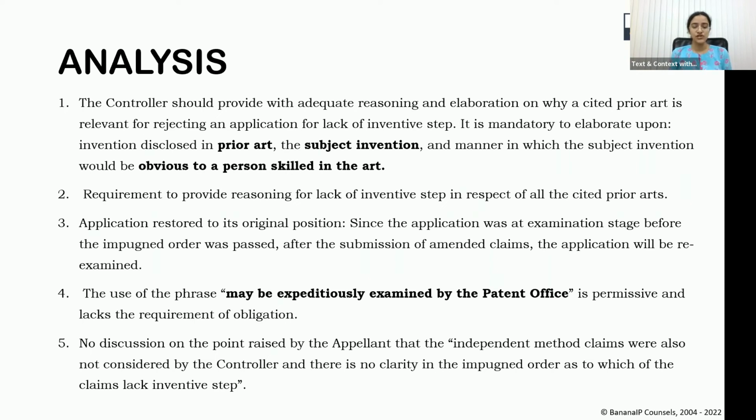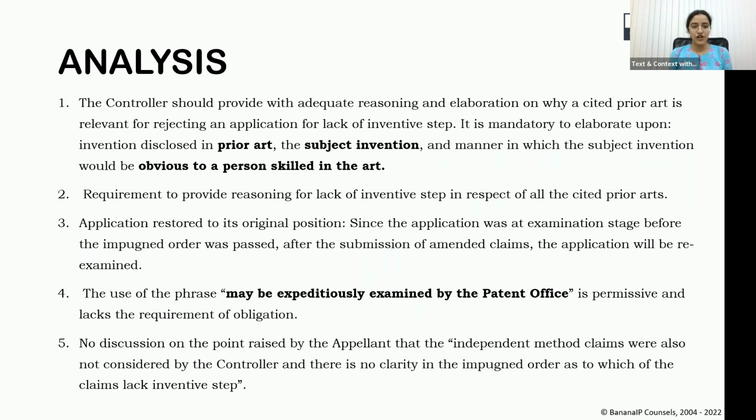Application restored to its original position, which means that since the application was at examination stage before the impugned order was passed, after the submission of the amended claims, the application will be re-examined. The use of the phrase "may be expeditiously examined by the patent office" is permissive and lacks the requirement of obligation, which means that it is not mandatory that the patent office need to examine the application expeditiously. Since the application was filed in 2014, it is possible that again there might be a delay.